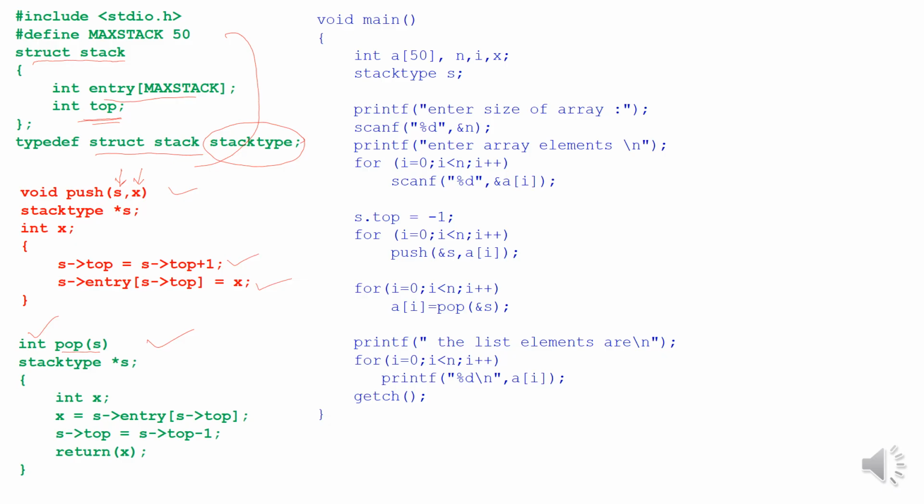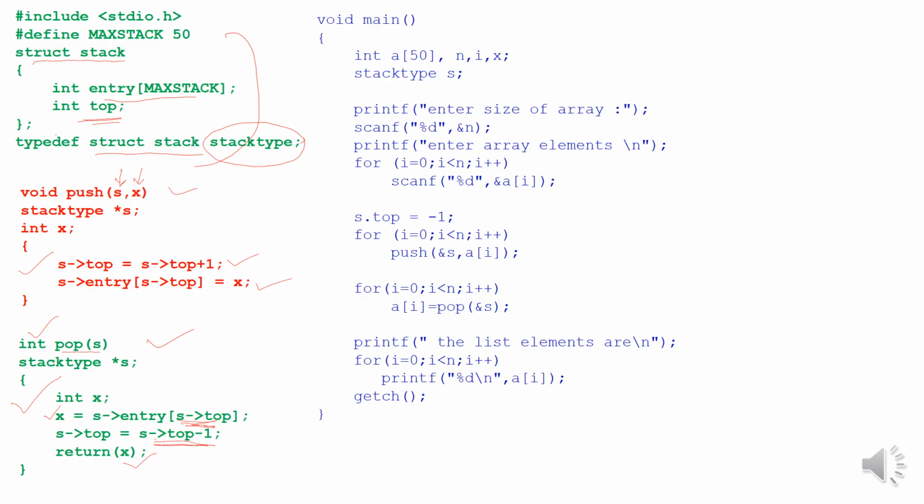Whenever you perform pop, the topmost element is going to be removed. So the entry at top is x, then top will be reduced by one. Top is top -1. The element you are removing is going to be returned. So we have defined a stack, we have written the push function, we have written the pop function.